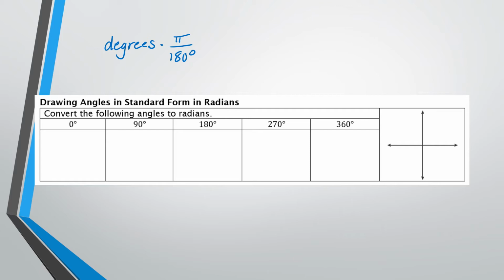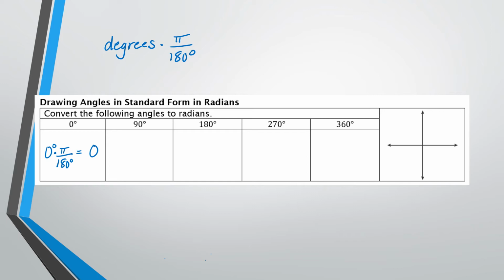So let's start with 0. That's going to be an easy one. If I take 0 degrees and I multiply by pi over 180, 0 times anything is still 0. So my answer here is 0, but now it's not 0 degrees, it's 0 radians.